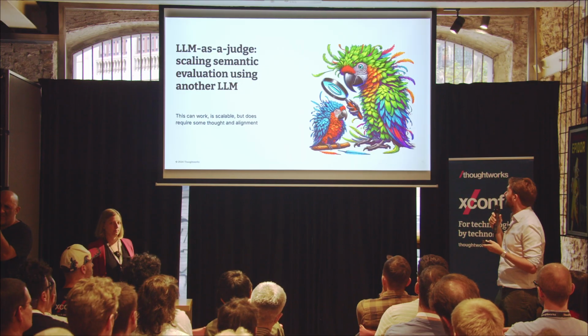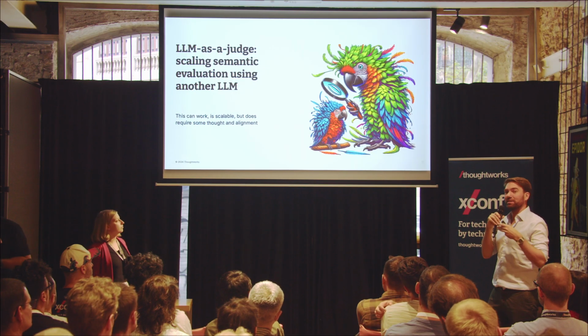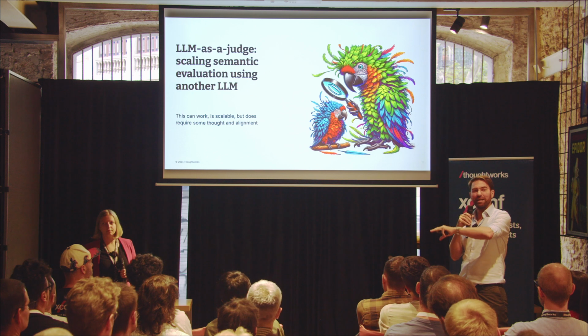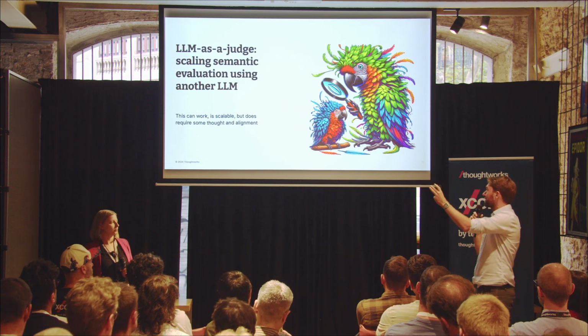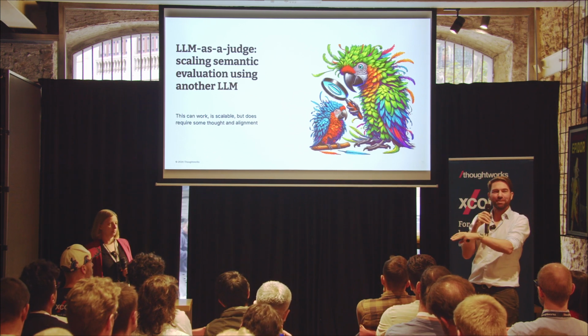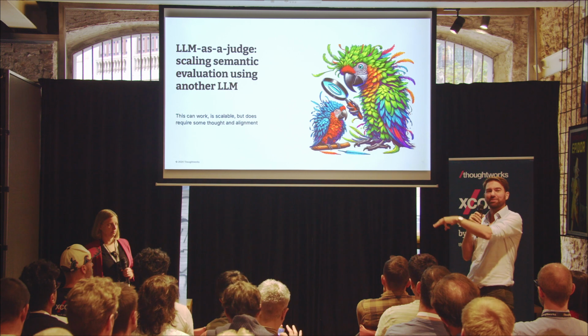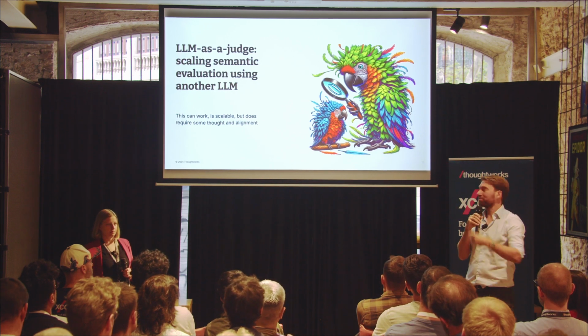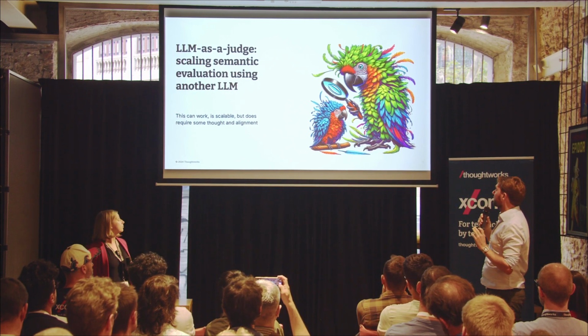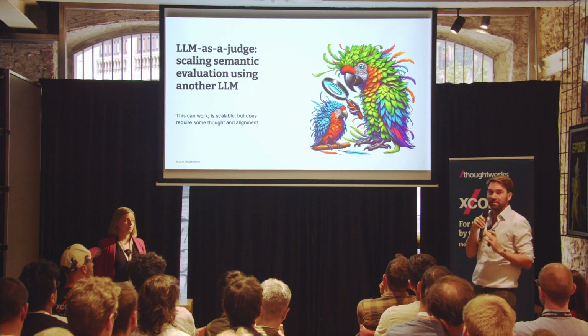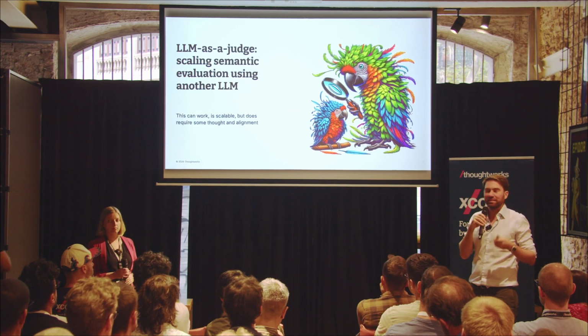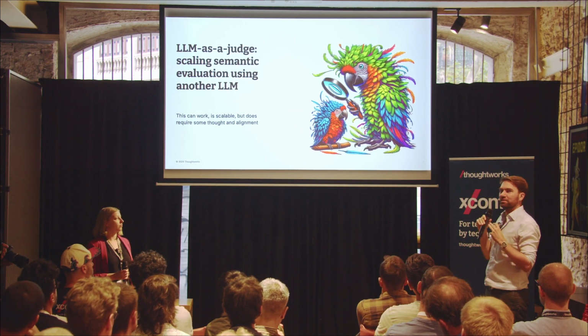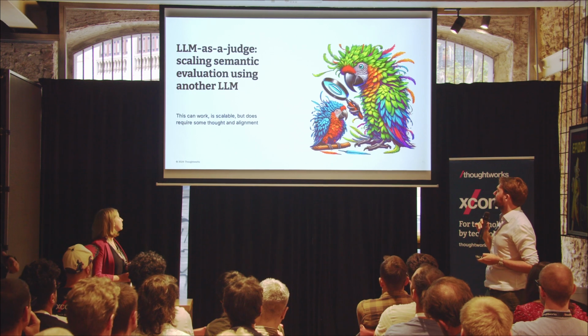So this is the idea: you simply use an LLM to evaluate the LLM output, and typically you use a bigger LLM. If your system in production uses GPT 3.5, then you might use GPT 4 to evaluate the outputs. We found this can actually work reasonably well. It does scale, at a cost because you have to pay the inference cost, but it definitely requires some thought and alignment. We'll go into more detail about this.